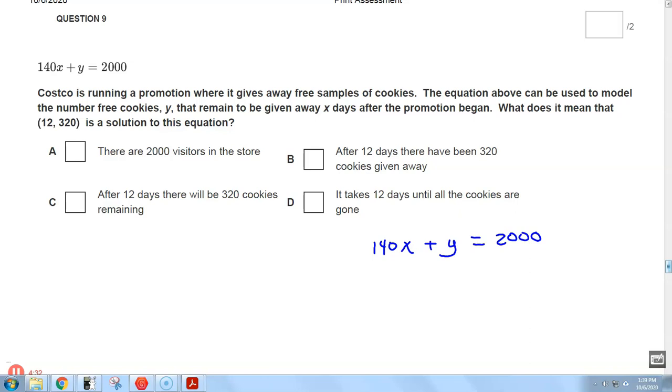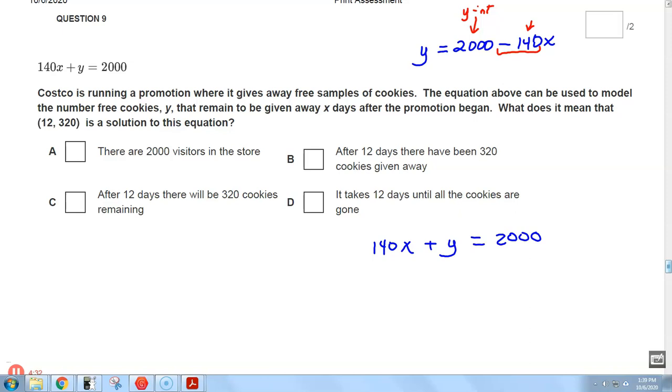You could very quickly, if you wanted to, subtract 140x from both sides and rewrite it like this. And now it looks a little bit more normal. But either way, it should be fine. Now you can see what the y-intercept or the starting point is. Now you can see the rate of change, which is negative 140. So this equation is actually dropping.